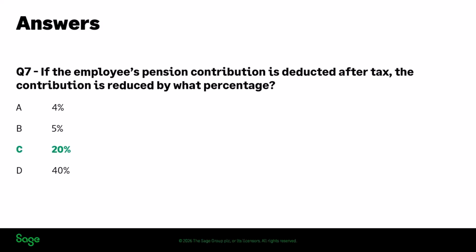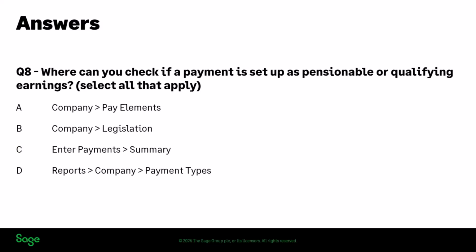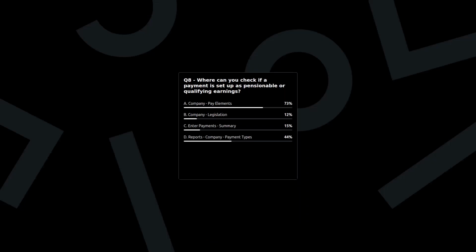So on to question number 8. Where can you check if a payment is set up as pensionable or qualifying earnings? Multiple correct answers for this one. So let's see what you said. So a bit of a mixed bag. We've got 73% going for company and pay elements, 44% saying reports, company and payment types, and then a few responses for the other two answers.